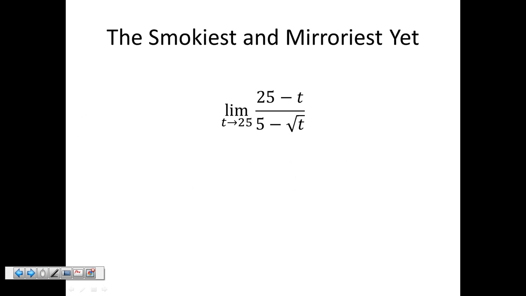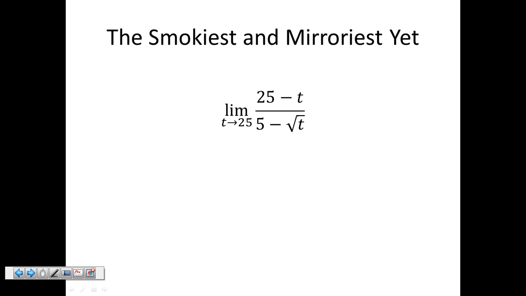Okay, here's the smokiest and mirroriest one of them all. I want to take the limit as t approaches 25. If I try to plug it in, which you should always try first, and you can count on one of these on the test, it's going to look like you need to do some work, and you could have avoided this work if you had just plugged it in. Just always try plugging them in first.